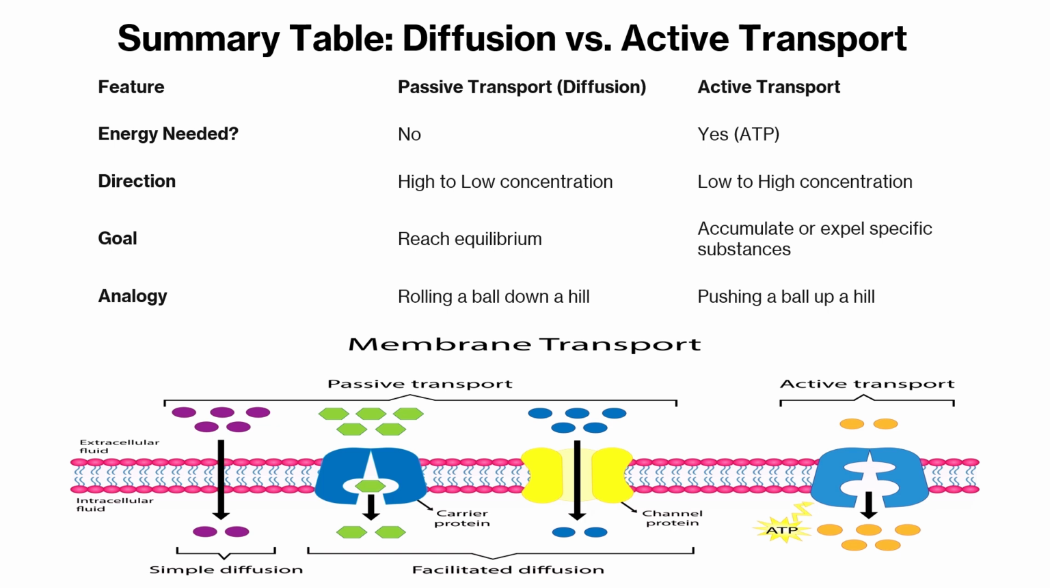So keep this table in your mind. Memorize it and understand it. It will surely help you to easily differentiate between diffusion, which is passive transport, and active transport. Keep this table in your mind and you will never get confused.